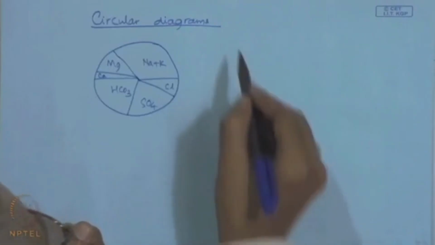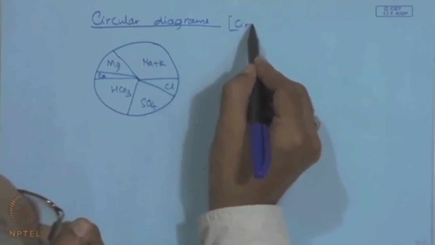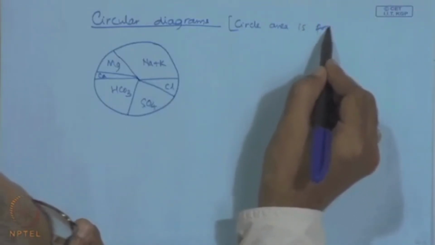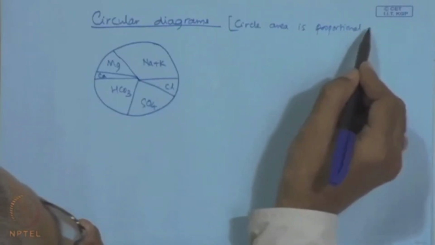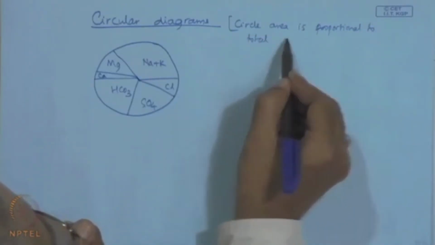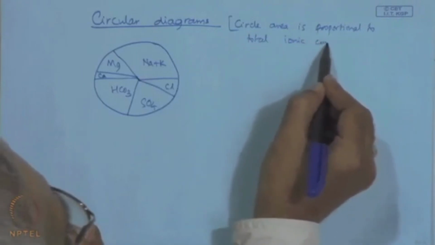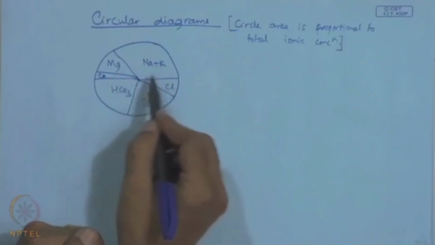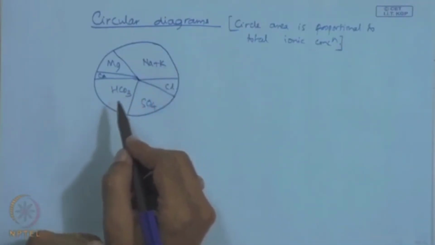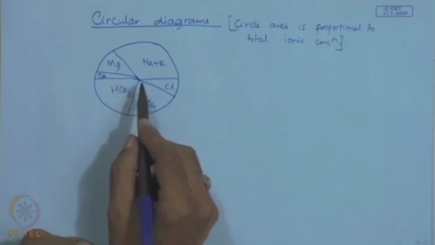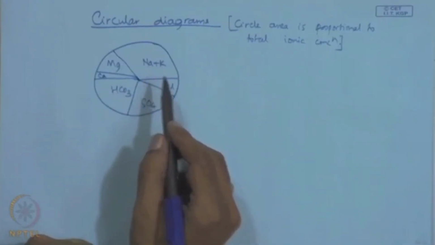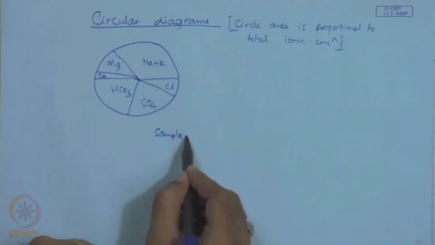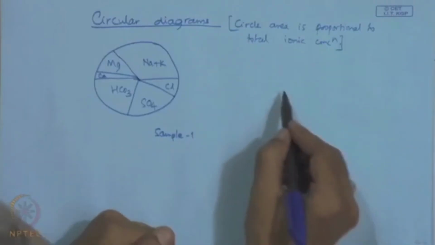So the circle's area is proportional to total ionic concentrations, and the sector in each circle represents the fraction of this total ionic concentration occupied by the respective ion, whether it's a positive ion or a negative ion. So this is sample 1, and then similarly for sample 2.